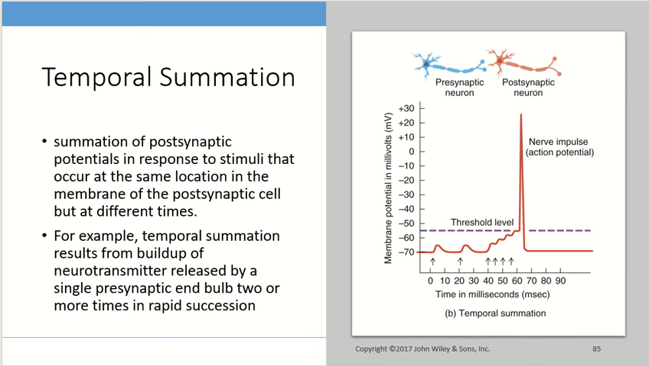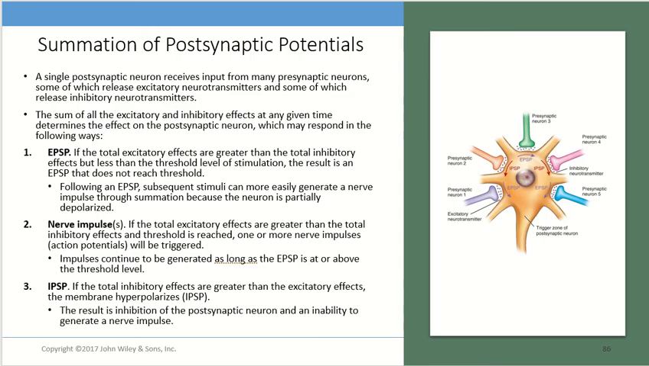So summation of postsynaptic potentials can have three main impacts. A single postsynaptic neuron is going to receive input from several different presynaptic neurons, some of which are going to release excitatory neurotransmitters, others are going to release inhibitory neurotransmitters, and the sum of all of the excitatory and inhibitory effects at any given time is going to determine the effect on the postsynaptic neuron, which can respond in one of three ways.